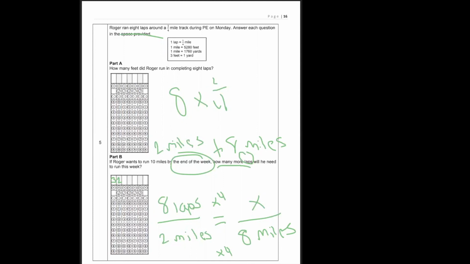And at least with this question, it's really easy to notice the relationship, but pay close attention to the key word that it says over here. By the end of the week, how many more laps will he need to run this week? So what it's saying is that he wants to have 10 in total. He doesn't want to run 10 more. He just needs to complete the 10. And he already did 2, so it's just 8 more that he has left to do.